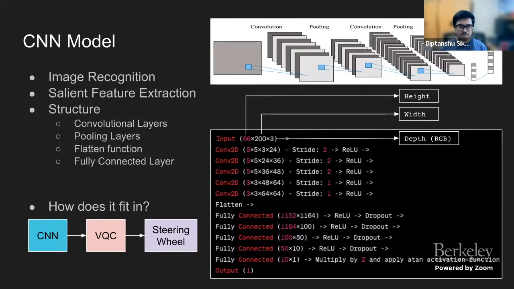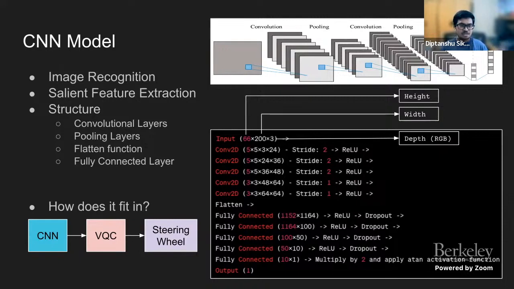Now, the one that we have implemented has an image input. It's a video input. So the image input comes with 66 pixels being the height, 200 pixels being the width, and 3 being the depth, because we're talking about 3 channels, the red, green, and blue colors. And then we have the input layers and the convolutional layers, the flatten, as I said, and then the fully connected. Finally, the output is one node, because that is the steering wheel that we are trying to predict.